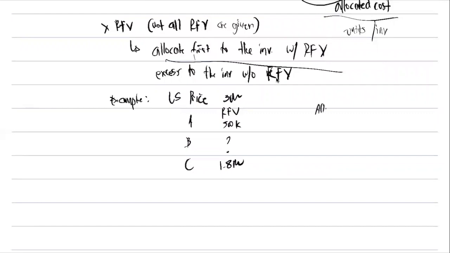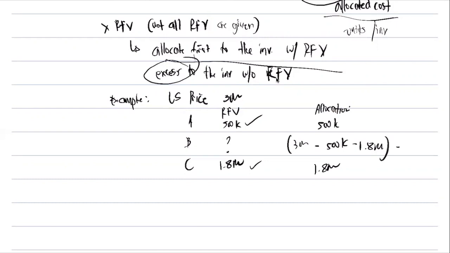So what is the allocation for A? 500,000 because it is known. C is also known, 1.8 million. This is unknown, so we get the excess. So if ever we purchase it at 3 million, you remove the 500, you remove the 1.8 million, the excess is equal to 700,000. Okay, so that's it. If ever not all relative fair values are known.